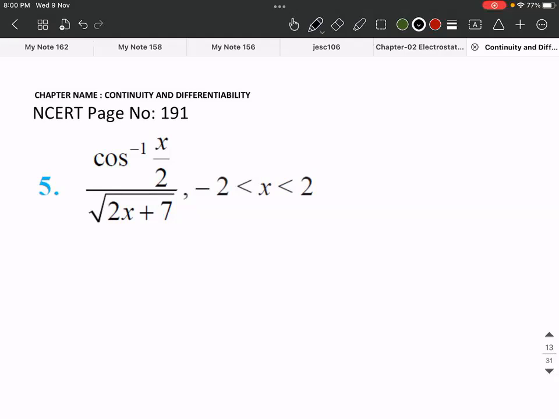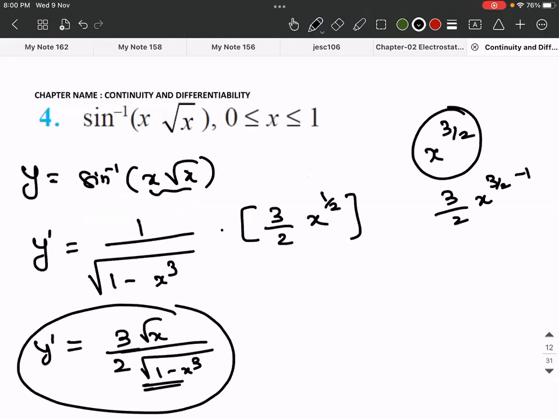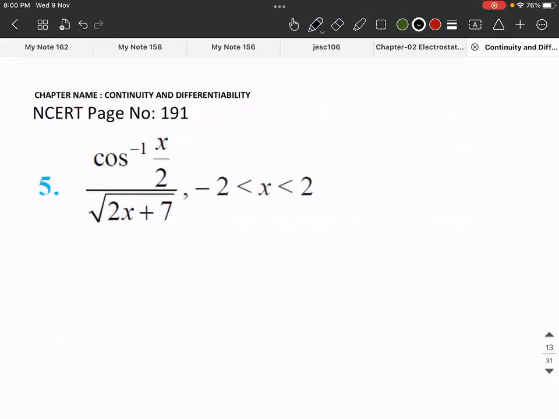Y is cos inverse of x by 2 by root of 2x plus 7. Sir, can you show the previous page? Thank you, sir. Can you solve this? Cos inverse of x by 2 by root of 2x plus 7. U by v. No other option.